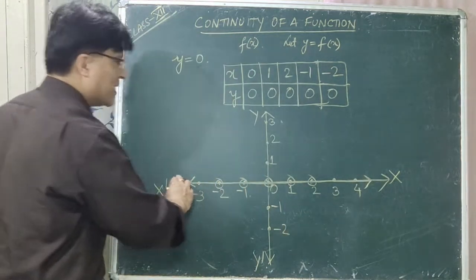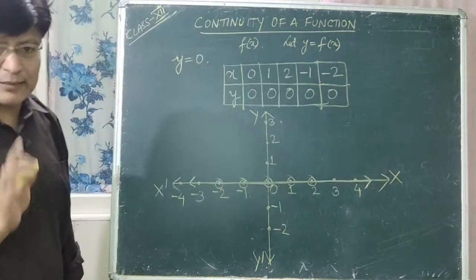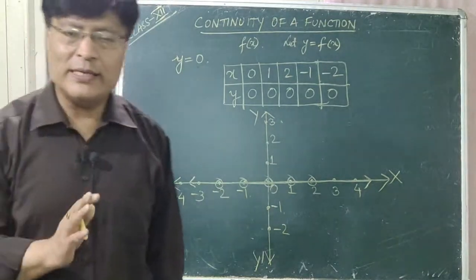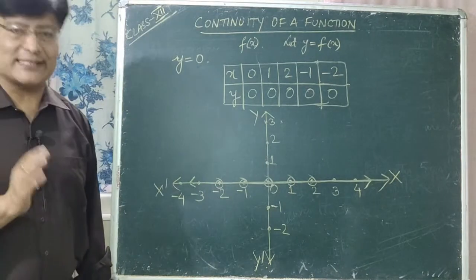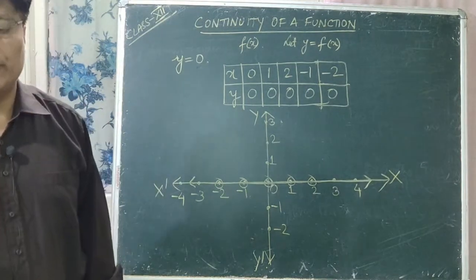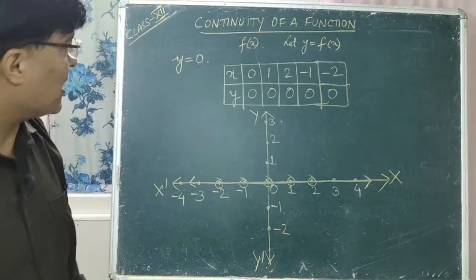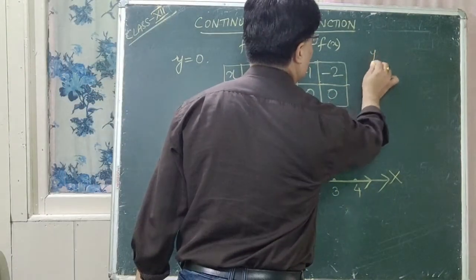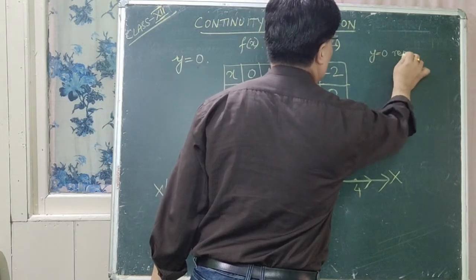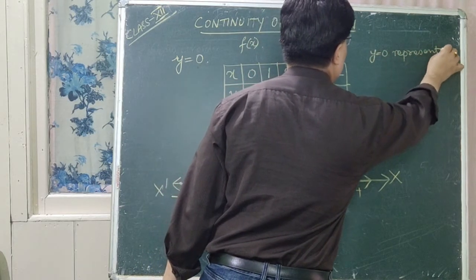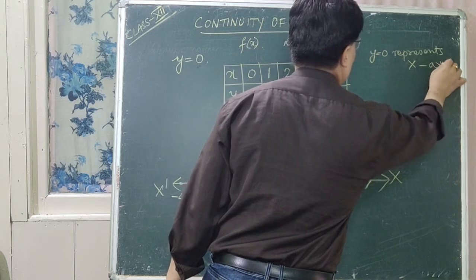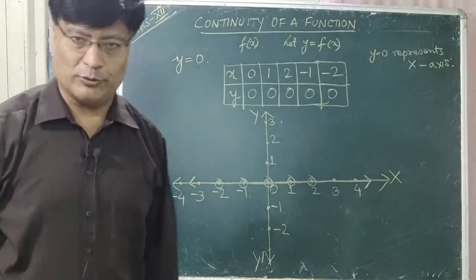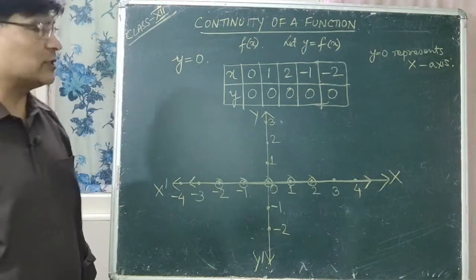If you join all these points, you will get which axis? The x-axis. That means y is equal to 0 represents the x-axis. So the equation of the x-axis is y is equal to 0. I think you have understood it.